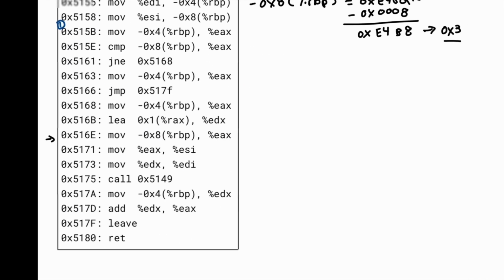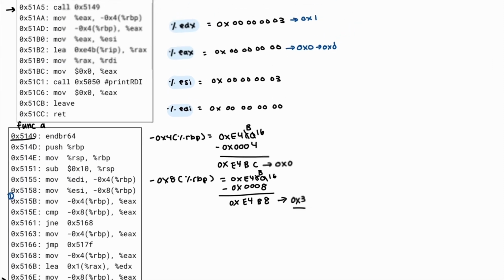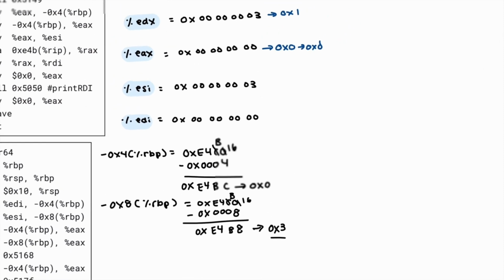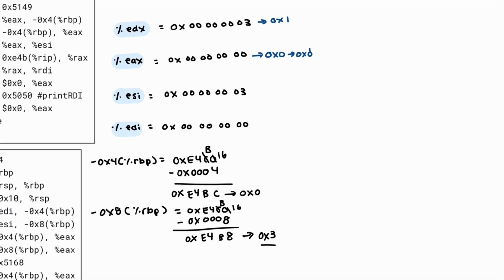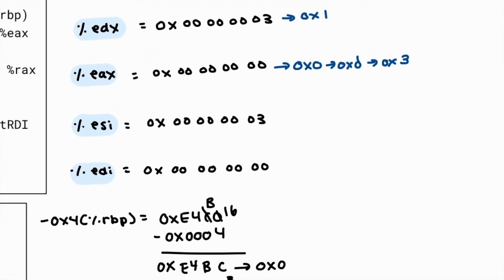Now we have to move minus 0x8 RBP into EAX. So minus 0x8 is 0x3. So now we're going to put 0x3 into EAX, and then we're going to move EAX into ESI. So ESI now becomes 0x3.